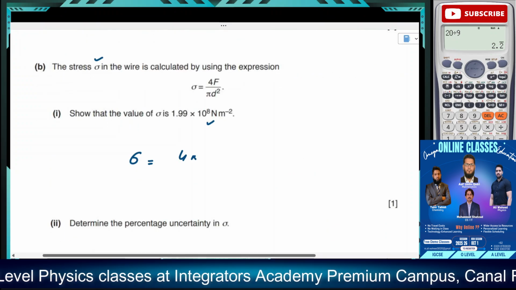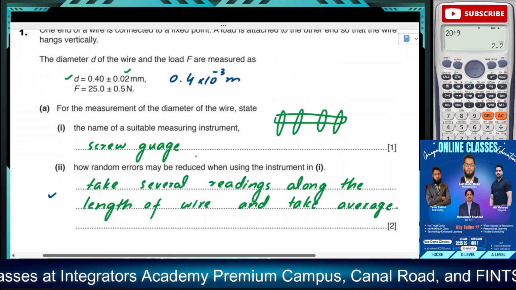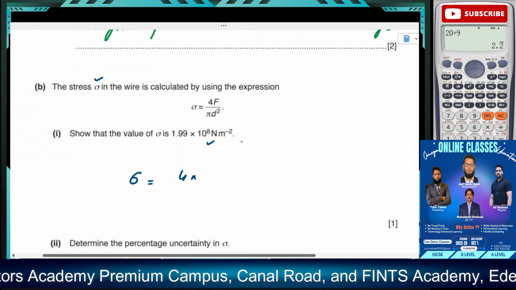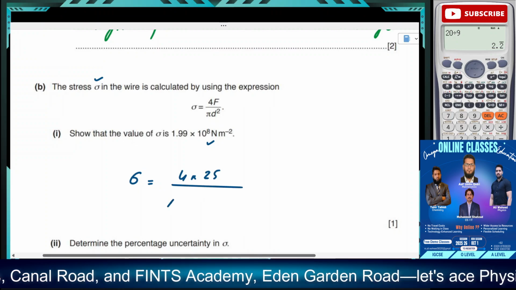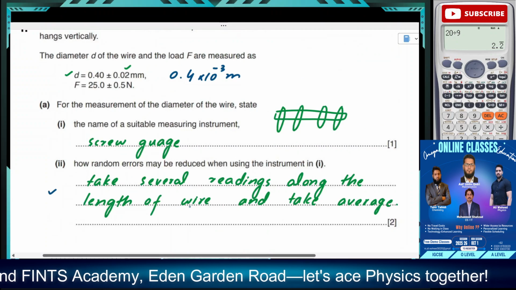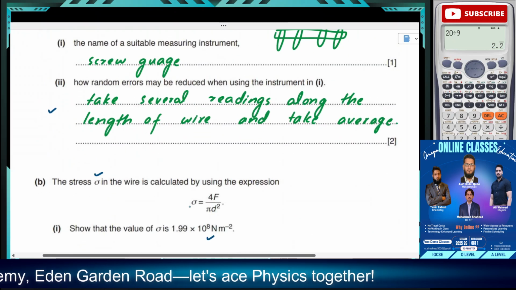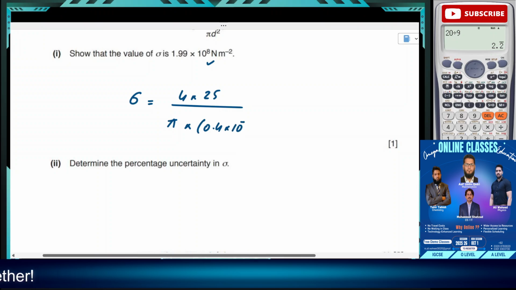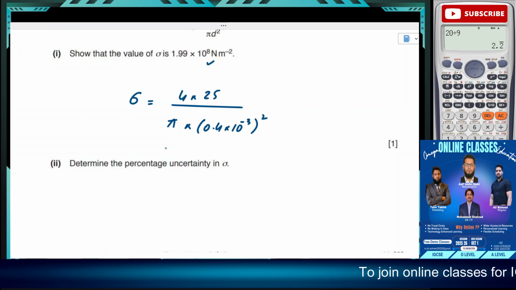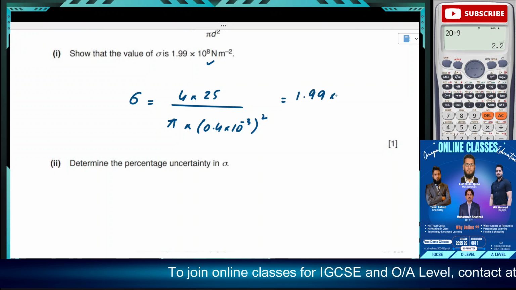4, the value of F would be 25 divided by pi as it is on the calculator, and the value of d would be 0.4 into 10 power minus 3, and square of it. You hit it on the calculator as it is. The answer to this one would be 1.99 into 10 power 8.